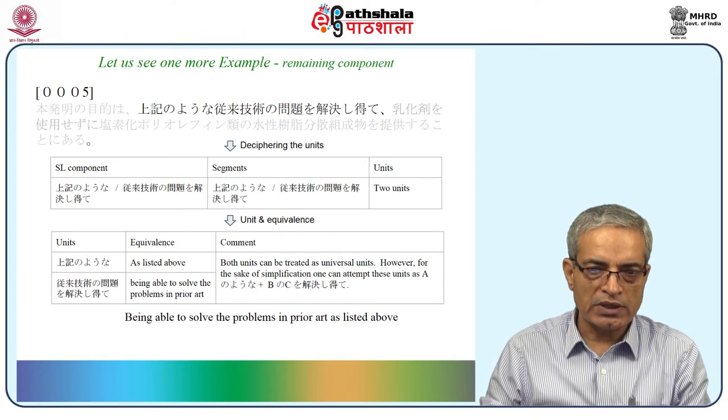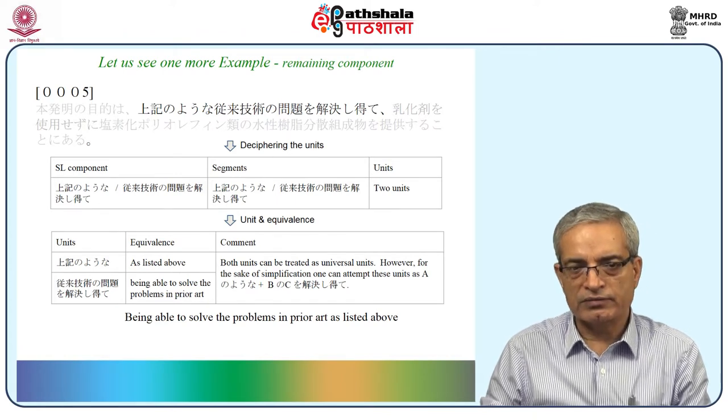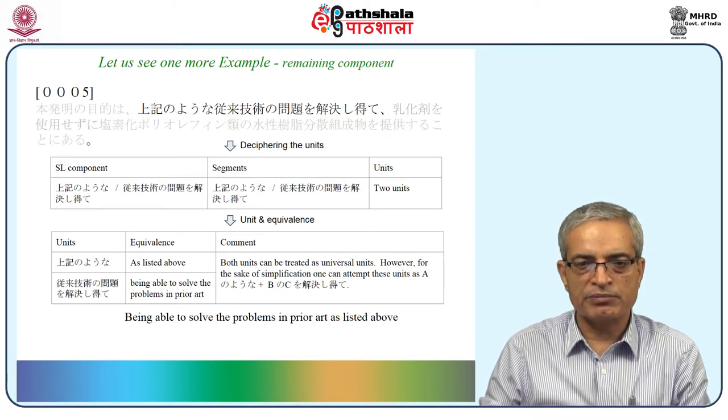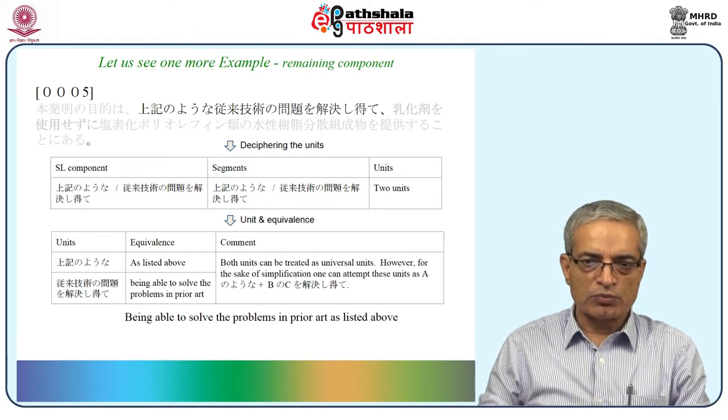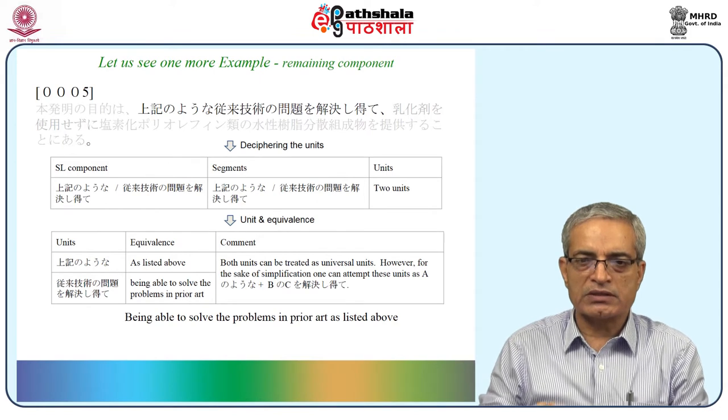Okay, the units are "jōki no yōna" as listed above, and "jūrai gijitsu no mondai o kaiketsu shite" means being able to solve the problems in prior art. So both units can be treated as universal units.